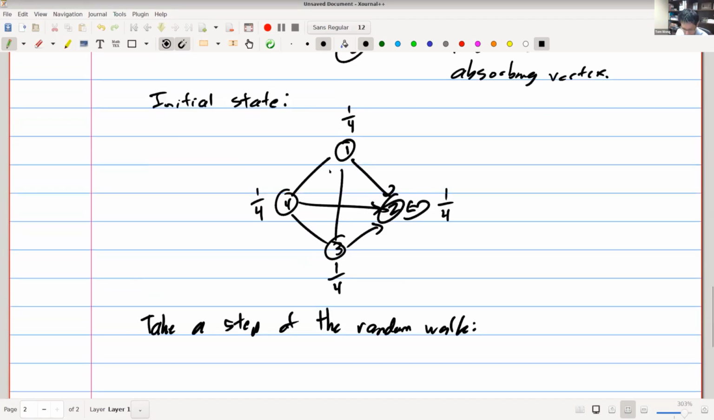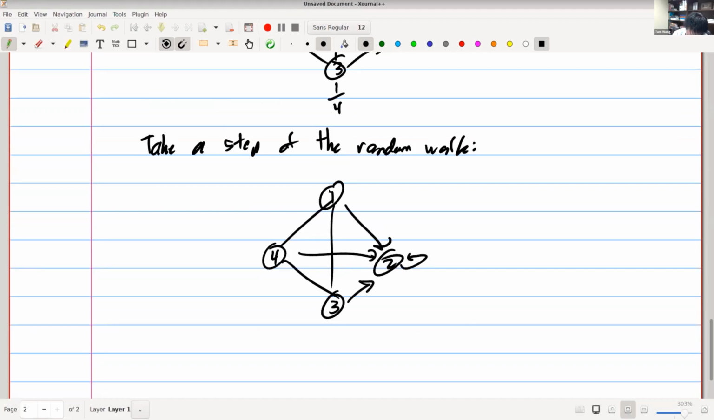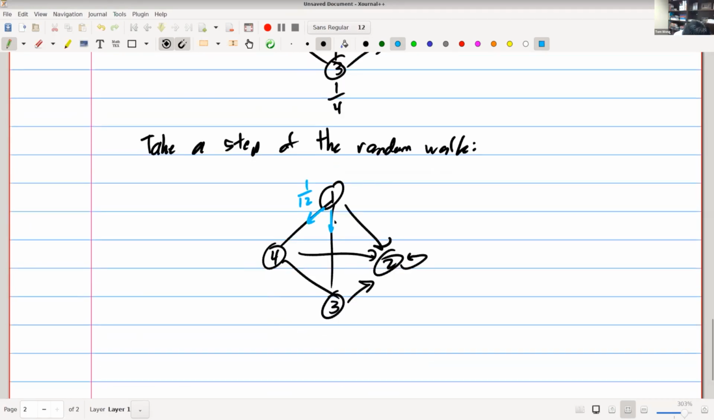Okay, so let's see what happens at each vertex. At vertex 1, there's currently a probability of 1/4. And 1/3 of that is going to jump to 4, 1/3 of that is going to jump to 2, and 1/3 of that is going to jump to 3. So 1/3 of 1/4 is 1/12. If I draw this out, we get a probability of 1/12 that jumps from vertex 1 to 4, because that's 1/3 of 1/4. We get 1/12 that jumps that way and 1/12 that jumps that way.